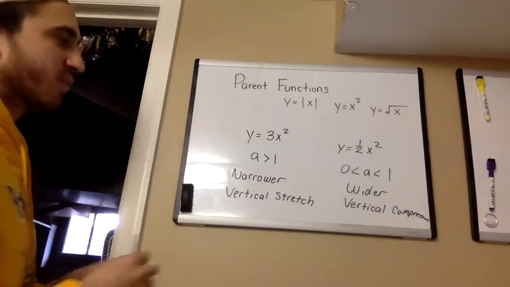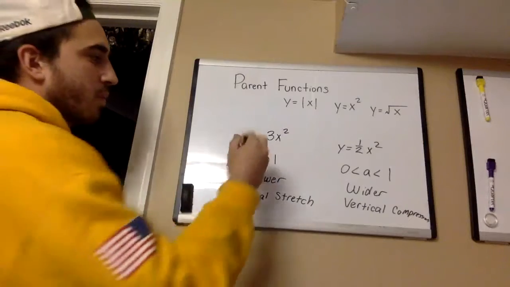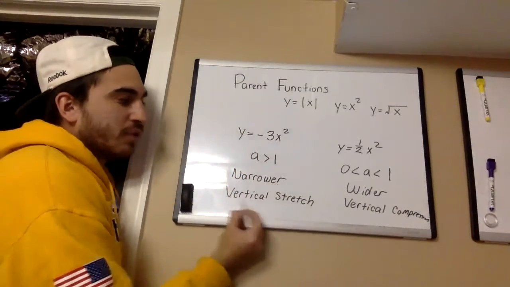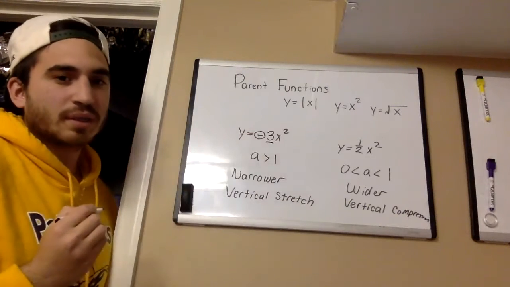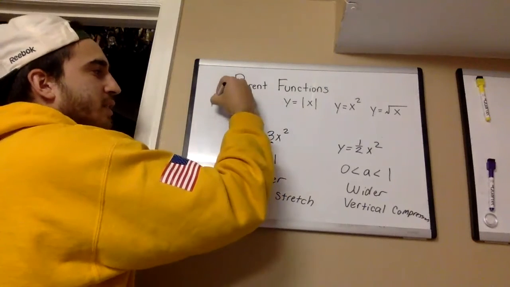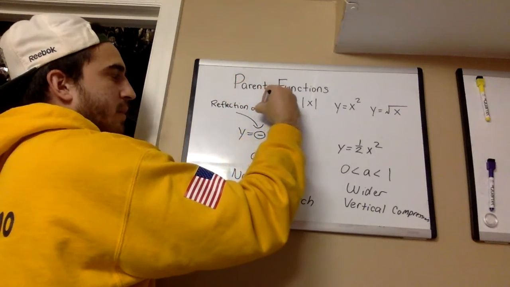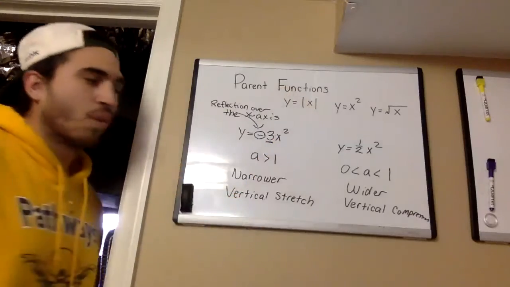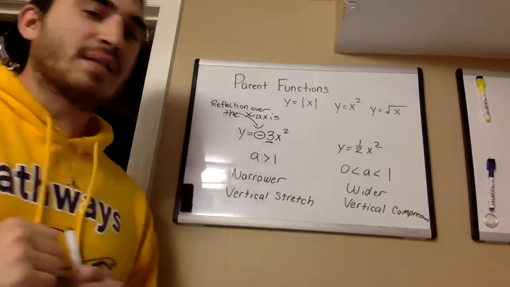The last type of transformation, I'm going to change this one just a little bit, is if we have a negative in front. So let's say I have a negative here. It's still going to be a vertical stretch because of that 3, but the negative is going to cause something else. The negative is going to cause a reflection over the x-axis. So once you see a negative, no matter what, it's going to be a reflection over the x-axis, and then you deal with the a term.